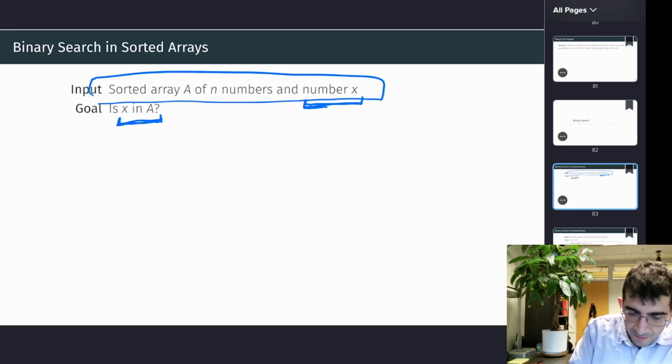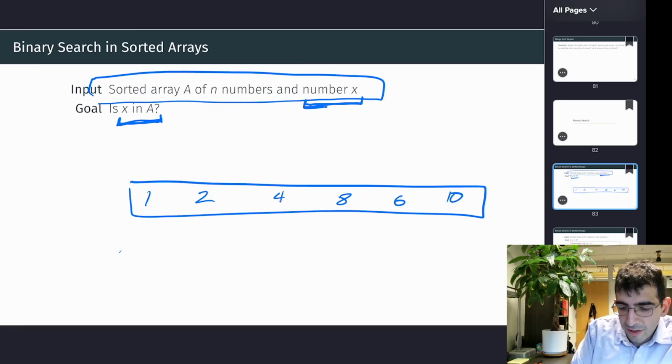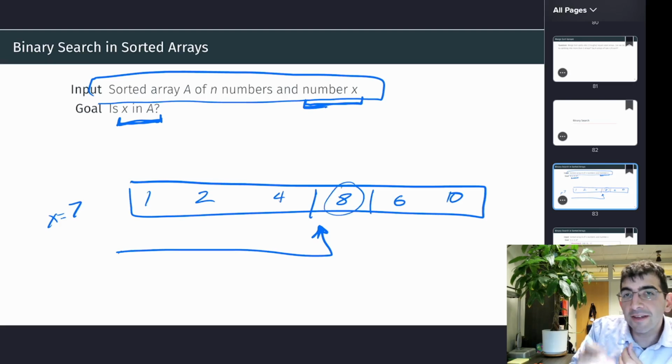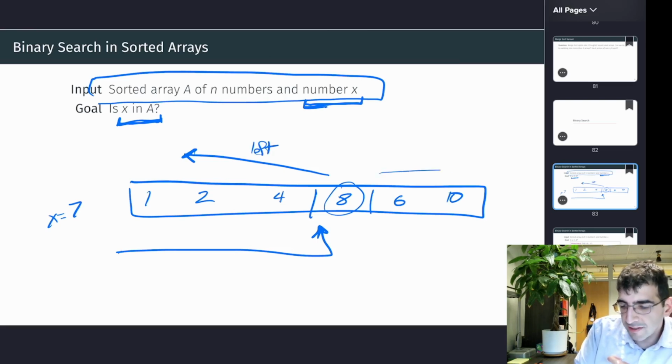And so what do we do? We simply look at the sorted array 1, 2, 4, 6, 8, 10. Since we know it's sorted, and let's say x is 7, we look in the middle of the array. Let's put the divider here. Since the middle has value 8, then if 7 exists in the array, it must be in the left half of the array. Otherwise, if x was larger than this middle, then it must be in the right half.